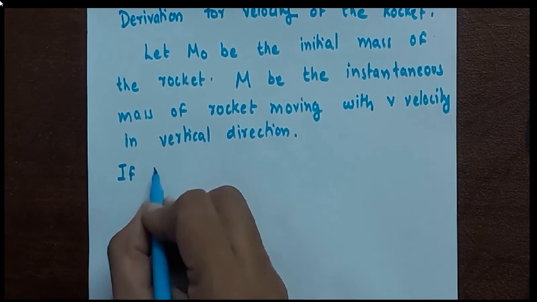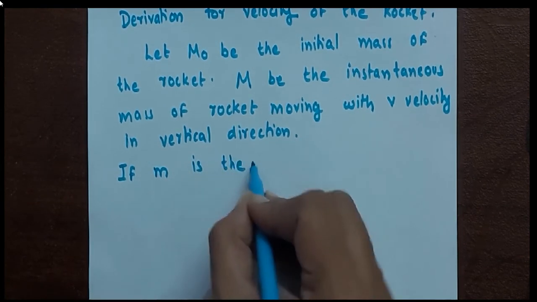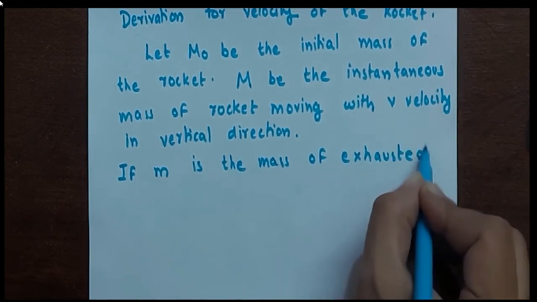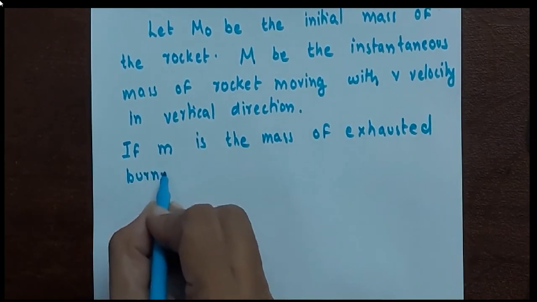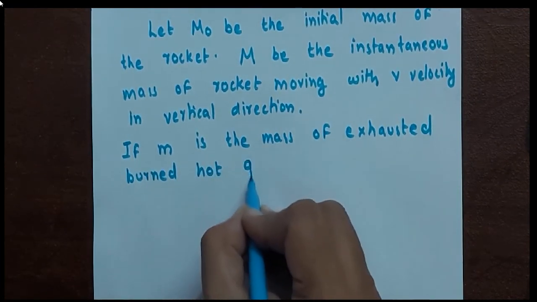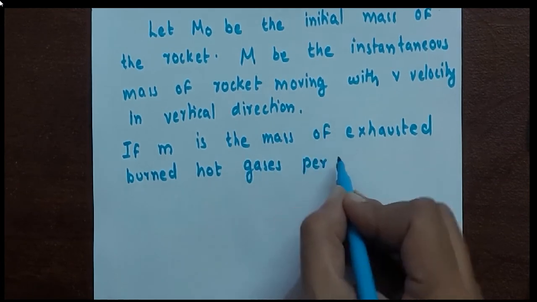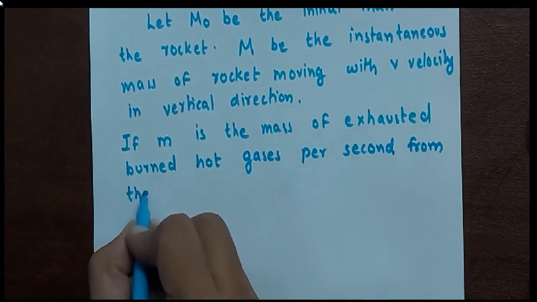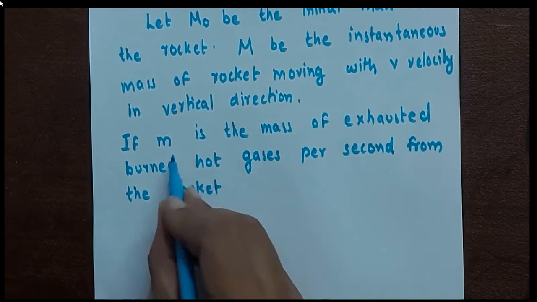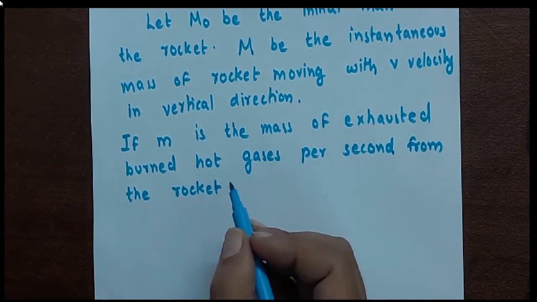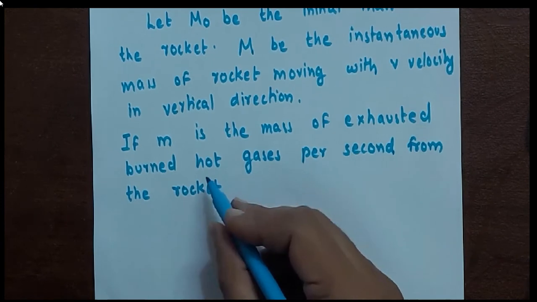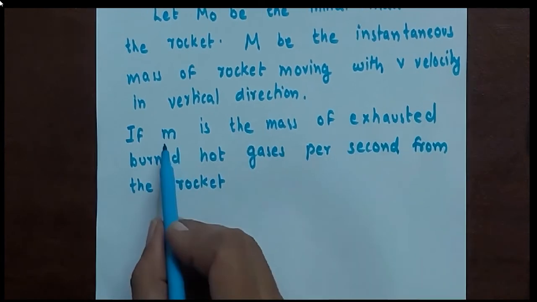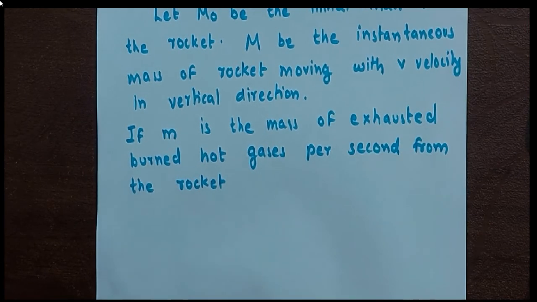If small m is the mass of exhausted burned hot gases per second from the rocket. When you see a rocket launching, some hot gases come out which are burnt and exhausted, meaning given out, and that is denoted by small m.